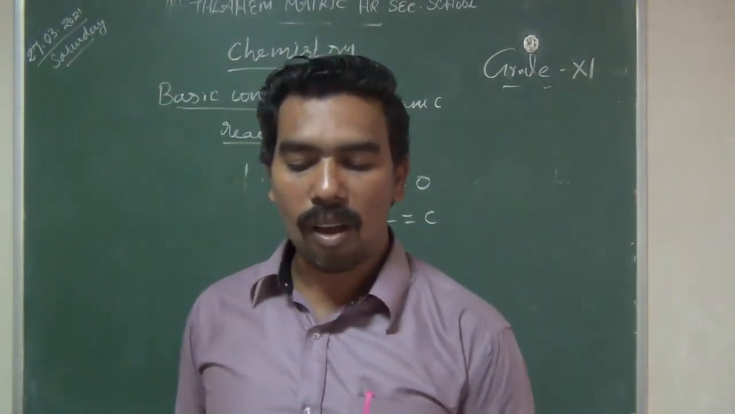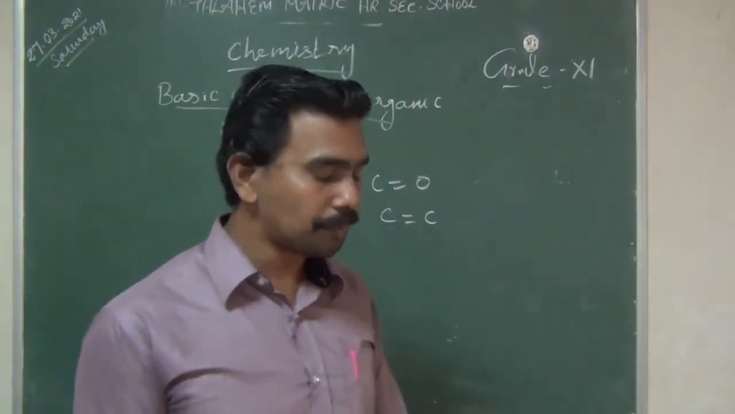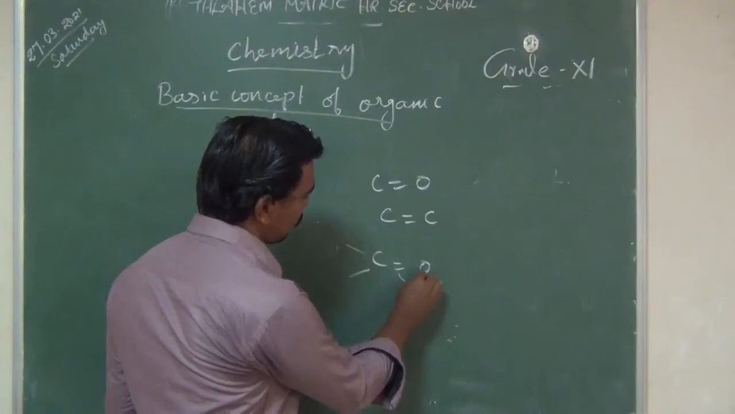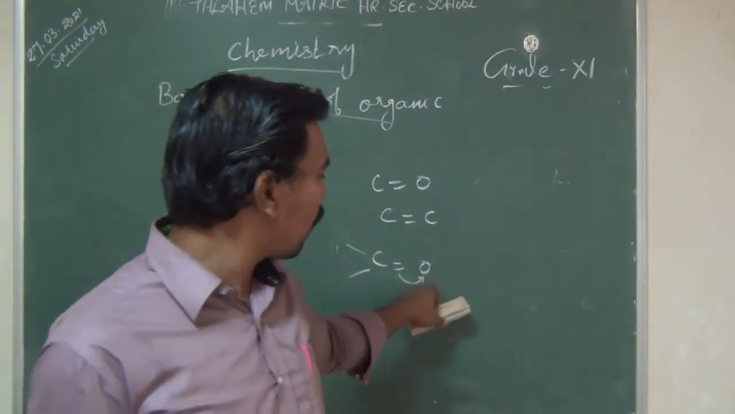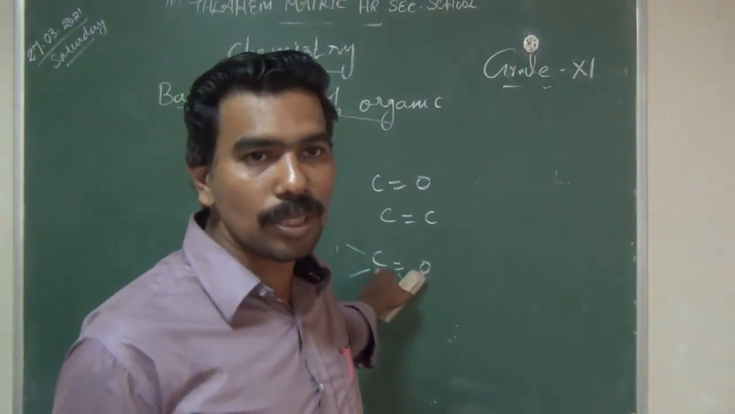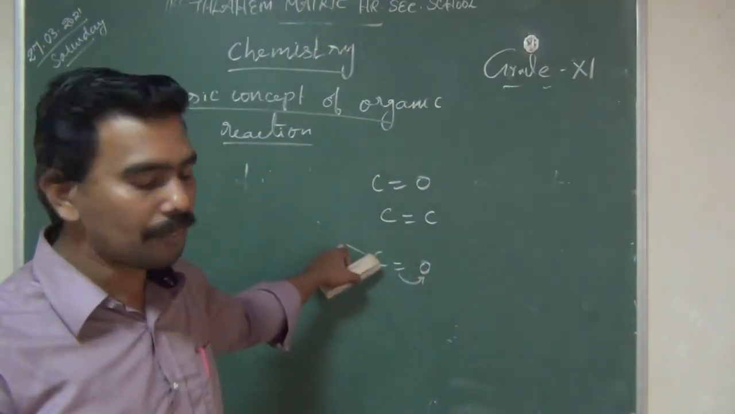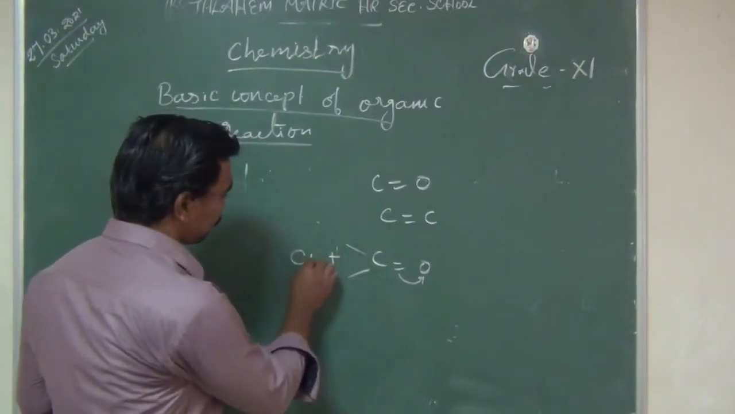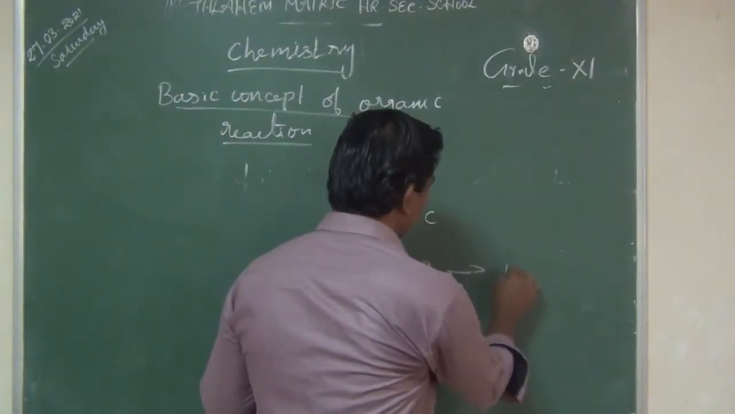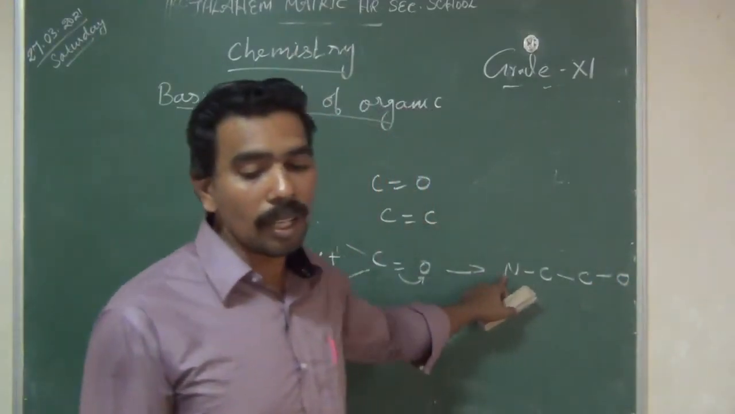Here also the oxygen is the electronegative element. When the pi electron is shifted to the oxygen, at that time this carbon does not have sufficient electrons. So this carbon reacts with a nucleophile. The nucleophile means another reagent, for example, cyanide. Then it forms a new carbon-carbon bond, like that.